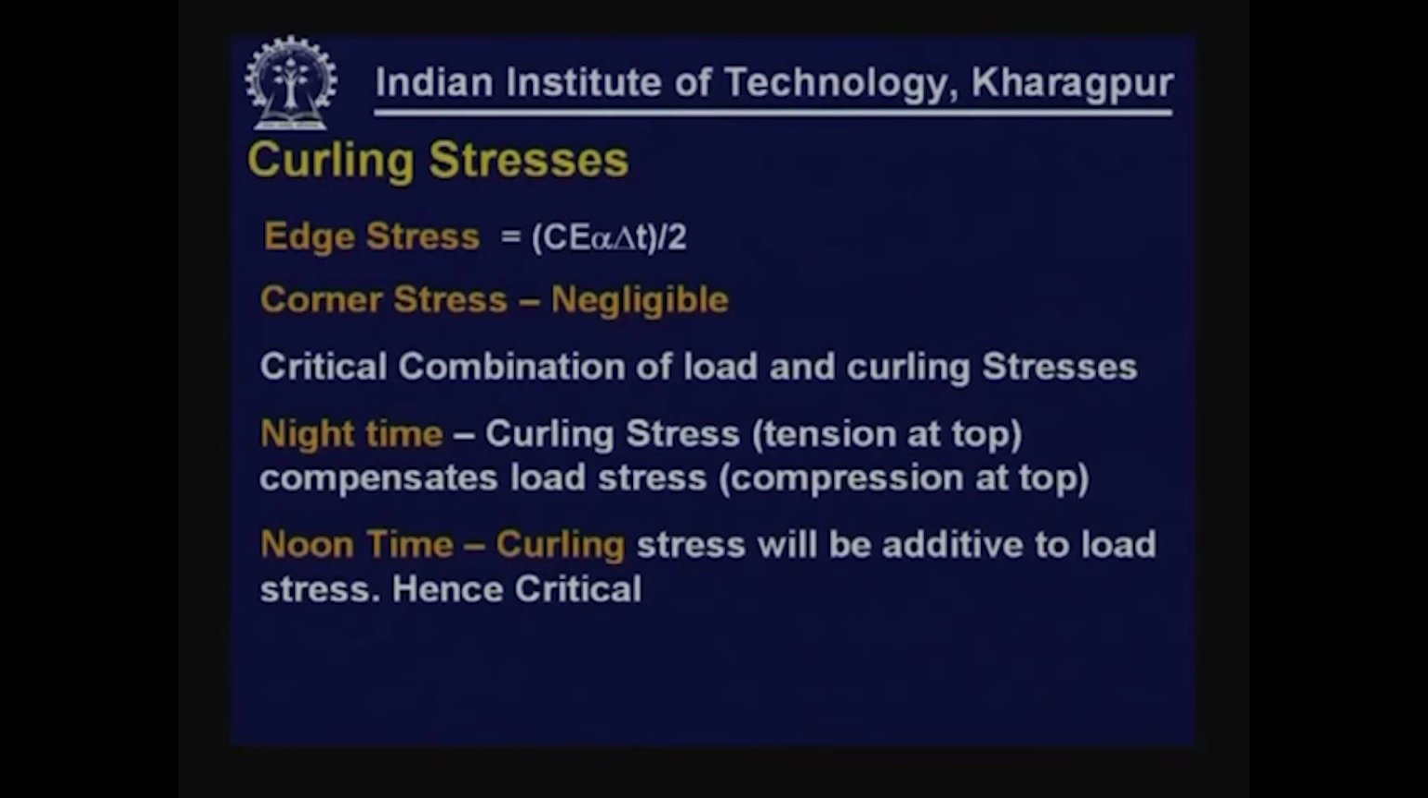In the corner region, the curling stress is normally negligible because the restraint provided by the subgrade is almost negligible there. Now the critical combination of load and curling stresses has to be considered. At night time, the curling stress compensates the load stress, because curling stress tension will be there at the top and load stress compression will be there at the top. On the other hand, at noon time the curling stress will be additive to the load stress, hence this is the critical combination.